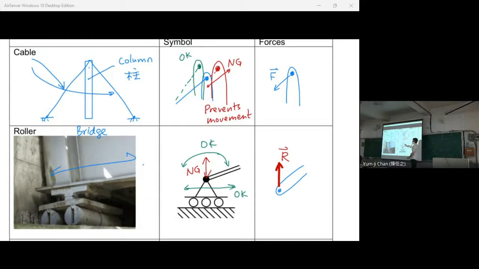Because this bar can rotate, it does not have a force, and it can go left and right, so it does not have a force there. But here we cannot go up or go down, so we have a force here.